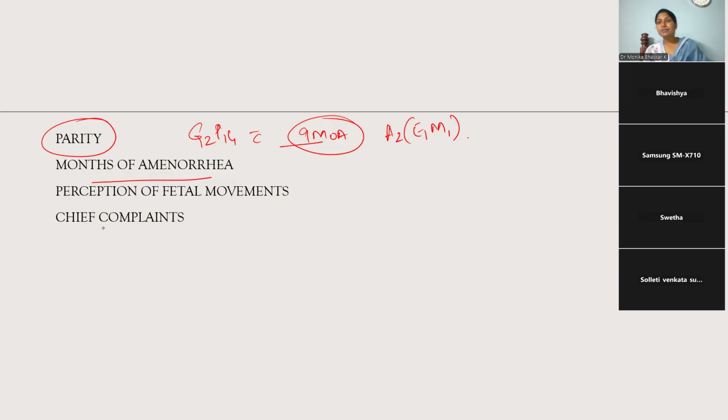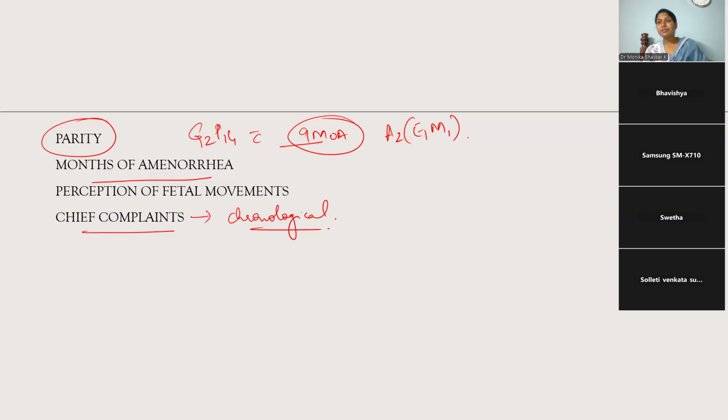But the chief complaints are very important and they have to be mentioned in chronological order. As in any case in final year, you have to mention the chief complaints in chronological order. For example, if she has pain abdomen and leaking PV, which was first? So she has leaking PV since yesterday night around 12 a.m., but she has pain abdomen since morning 6 a.m.